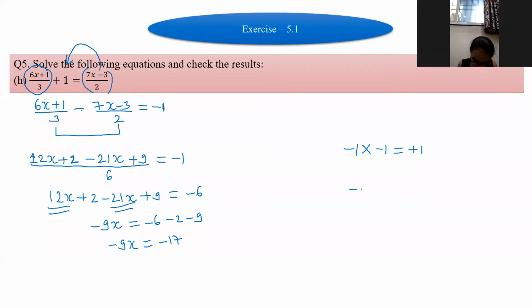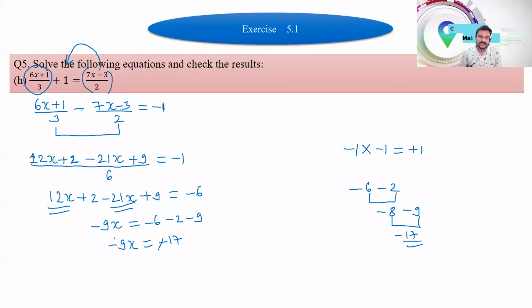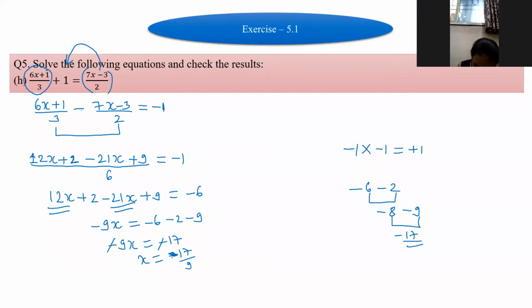If you are not understanding this, do it like this: -6 and -2 become -8, then what do we add? -9, so doing both together we get -17. So minus minus will get cancelled on both sides. So x will be equal to 17 upon 9.